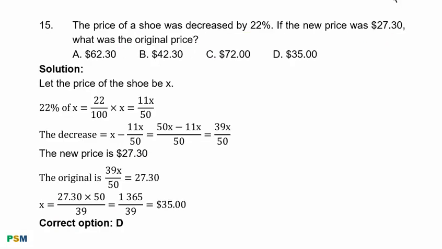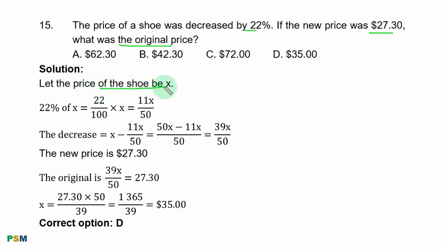Question 15. The price of a shoe was decreased by 22%. If the new price was $27.30, what was the original price? Solution. Let the price of the shoe be S.